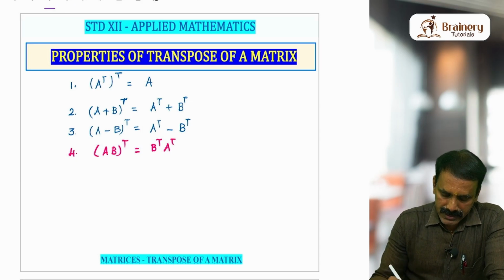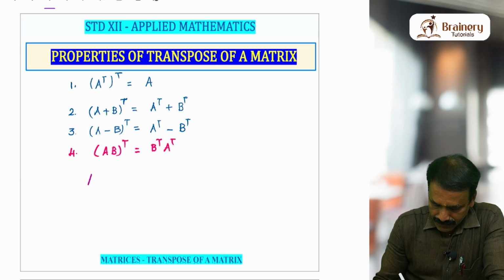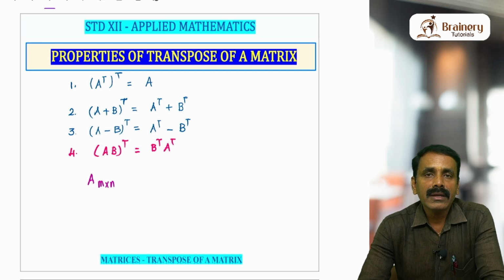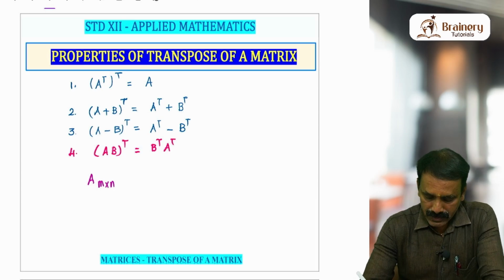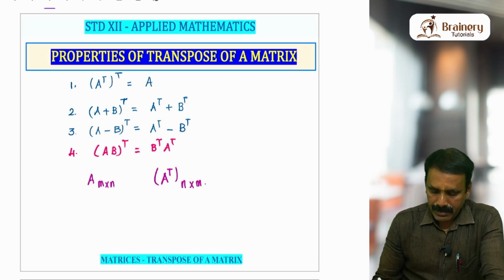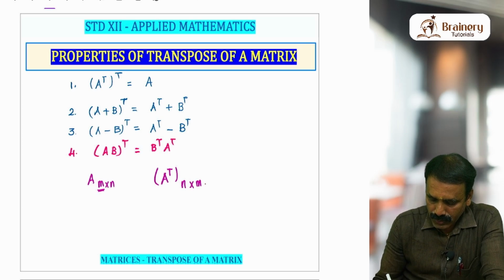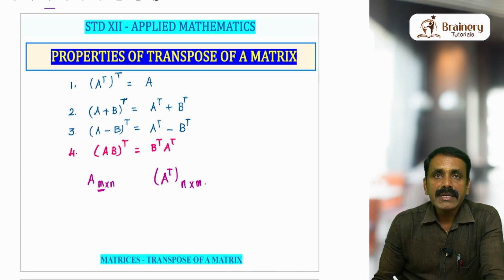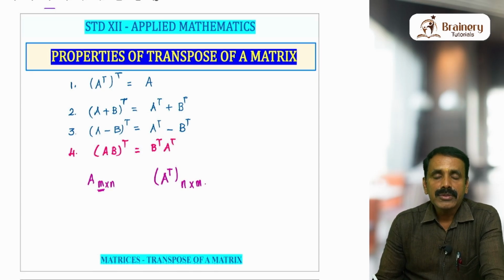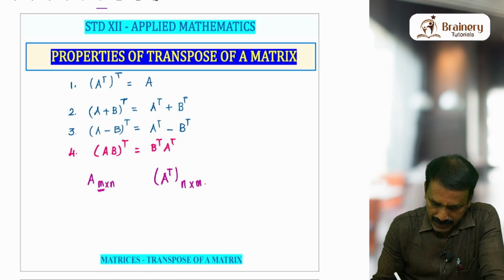And a very important concept is, if A is a matrix of order m by n, that is, it is going to contain m rows and n columns, then what about the order of A transpose? A transpose will have the order n by m, because we are going to change row to column. So A is a matrix of order m by n means A transpose will have the order n by m. This is a very important note we are going to make.